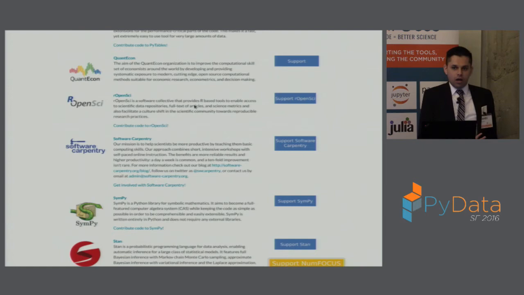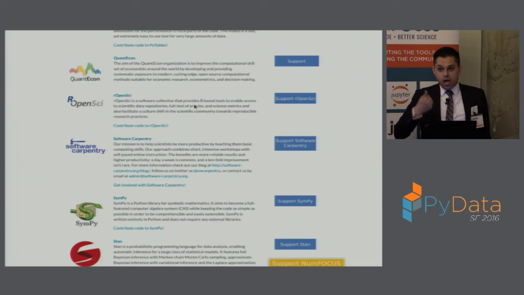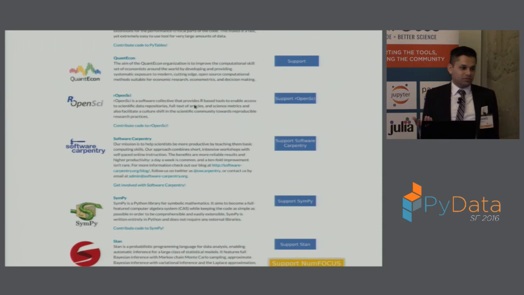Since becoming a NumFOCUS fiscally sponsored project, QuantEcon has decided to actually take a lot of the common code that they've seen in a lot of these projects and look towards building tools, look towards building libraries, look towards building an equivalent of something like AstroPy, but for economists. At least that's my understanding of it. Yeah.